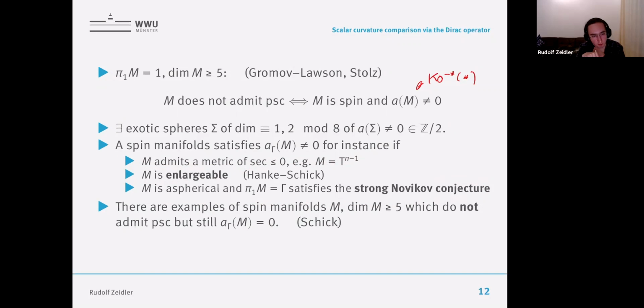And as a warning, it's however not the case that in high dimensions you can get the same result like this. If you have a fundamental group, it's a little bit more subtle. There are in fact manifolds, even spin manifolds, which do not admit positive scalar curvature, but this invariant is still zero. So here, unlike the simply connected case, this invariant does not capture everything. Okay, so this was a preparation, just some ideas as a reminder of what this index invariant can do.